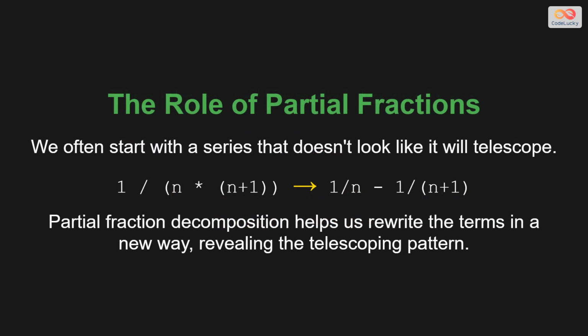Often, a series might not appear to be telescoping at first glance. This is where a technique called partial fraction decomposition becomes incredibly useful. By breaking down a complex fraction into simpler ones, we can rewrite the terms of the series into a form that clearly shows the cancellation pattern.